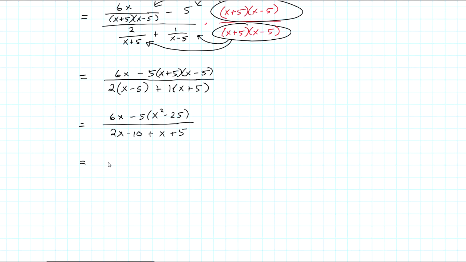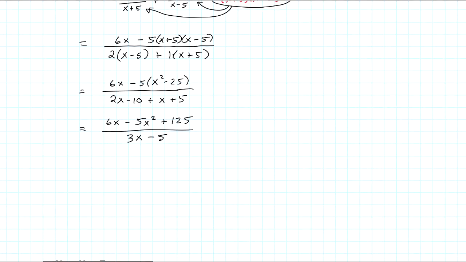And we'll continue on. We'll distribute the 5 across, so 6x minus 5x squared. And then minus 5 times minus 25 will be a plus 125. All over 3x minus 5 on the bottom. And let's just rearrange the top. Negative 5x squared plus 6x plus 125 all over 3x minus 5.